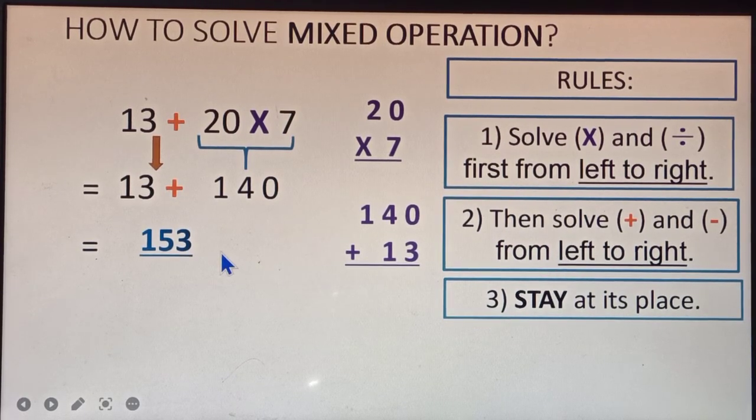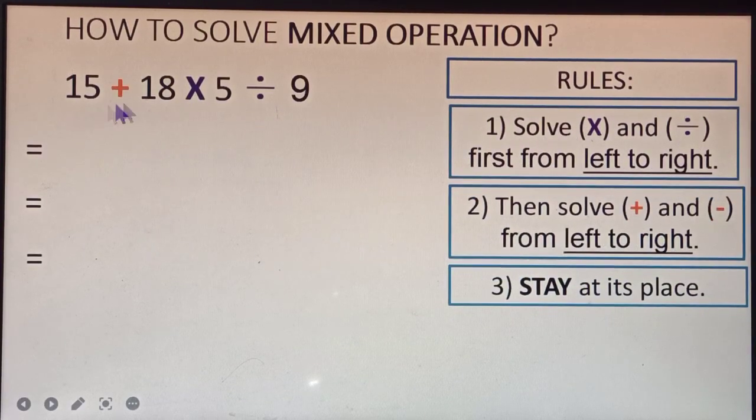Do you get the same answer? Yes. Okay. The other way to make sure you got 153 is to use a calculator after finding the answer using your working. Do not use your calculator first until you get your working done. Alright? Please remember that.